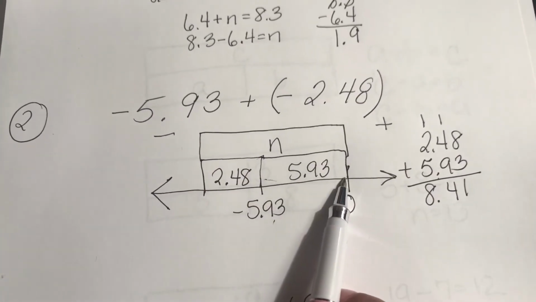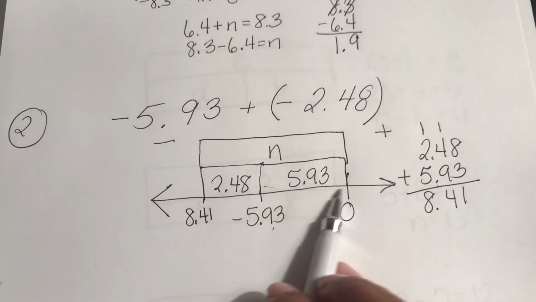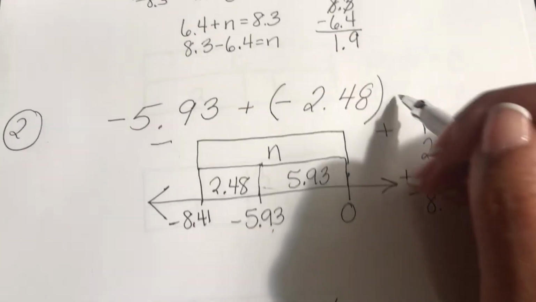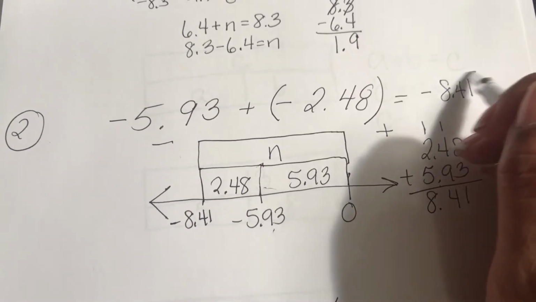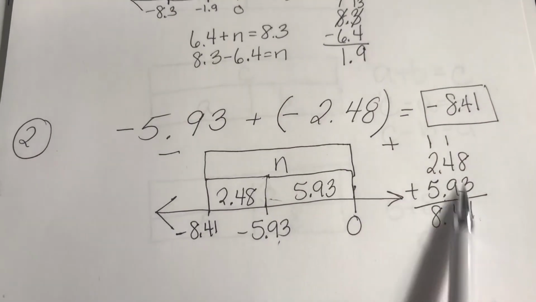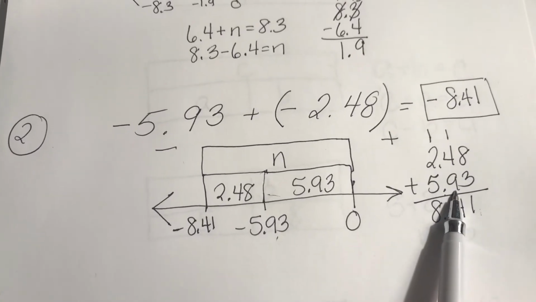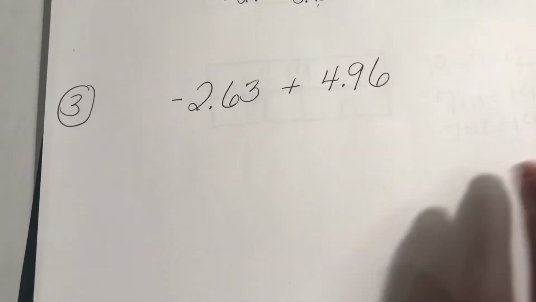So I know that if I add these two together, I get 8 and 41 hundredths, and obviously it's farther from 0 to the left, so I know it's a negative. So that would be my answer: negative 8 and 41 hundredths. I always get a little antsy to make sure my math is right. 11. This would be 10 plus 4, 14, and 8. Yep. All right, so let's look at another situation.